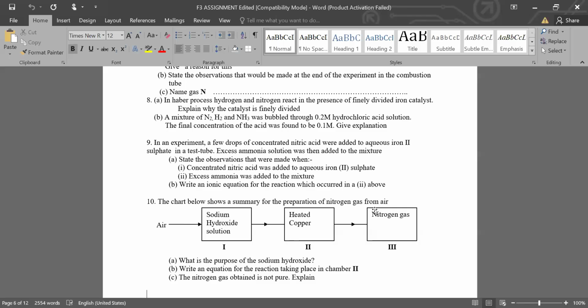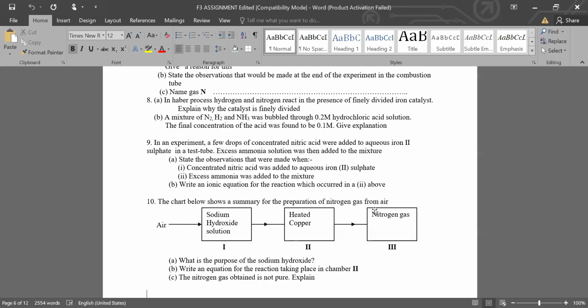Now you can see the product is iron 3. In the first step, iron 2 was changed to iron 3. That is the first step. Then in the second step, excess ammonia is being put to iron 3 ions. So in that case, iron 3 hydroxide will be formed. So a brown precipitate is going to be formed. Brown precipitate will be formed.